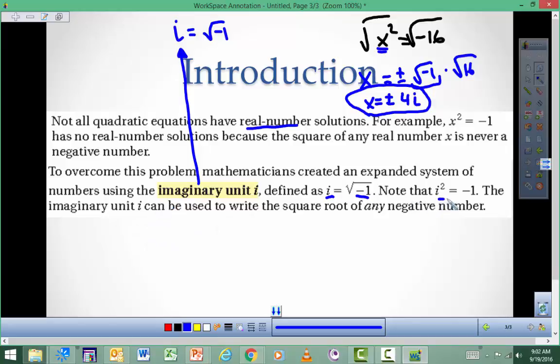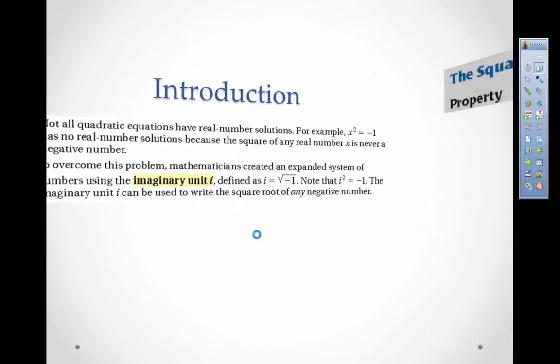There's, like I said, two things we need to memorize. This one, i squared is equal to negative 1, and i is equal to the square root of negative 1. Now, when dealing with complex numbers, these are basically the only two things you need to remember. Everything else is kind of the same. Okay, so let's take a look at this.